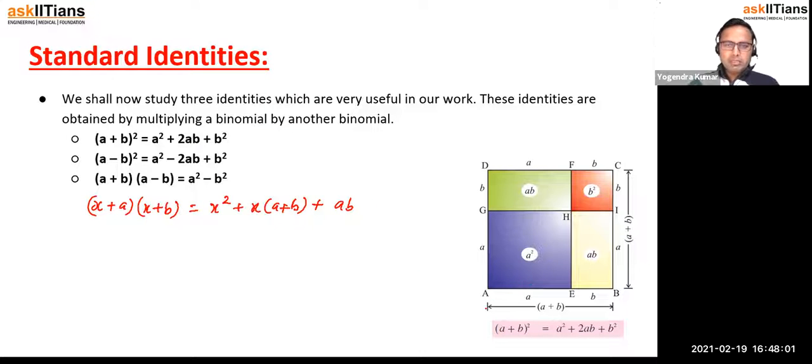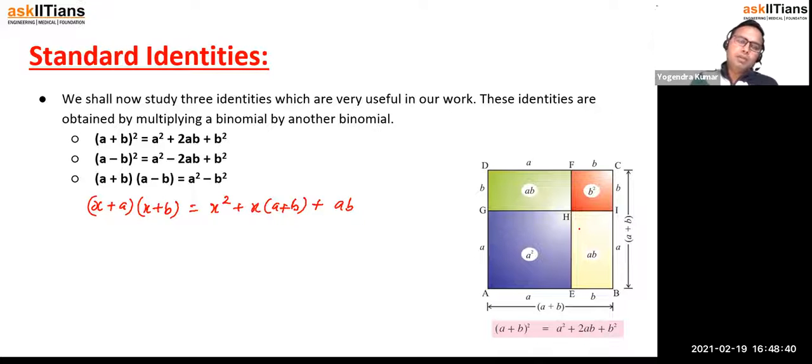I showed a similar example to understand this identity. a plus b whole square is what? a square plus b square and plus 2ab. So you can see here there is a square of a plus b length and width also a plus b. So what is the area of that square? a plus b whole square. Now if I break down that total area into four parts like this, one a square area and b square area we have, then ab and ab, like this two areas will be added. So that's why total area will be a square plus b square and plus 2ab, right?